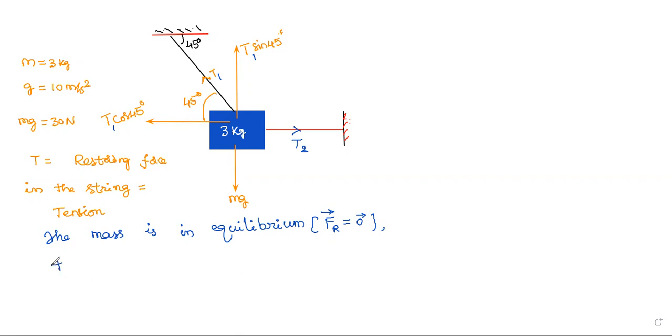Then find the tensions in the strings. Find the tensions, T1 and T2. This is the question now. Actually, T1 cos 45 and T1 sin 45 are not the original forces acting, they are components. Originally, the forces acting are: one is T1 in the string, the other is T2 in the string, and number 3 is mg. These are the 3 forces acting: T1, T2, mg.